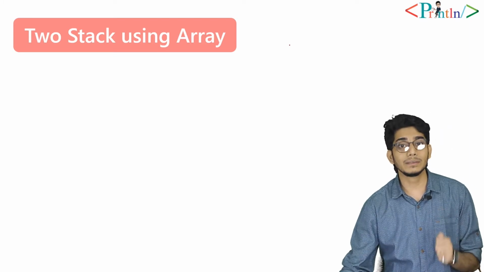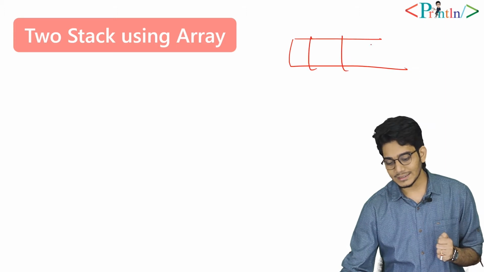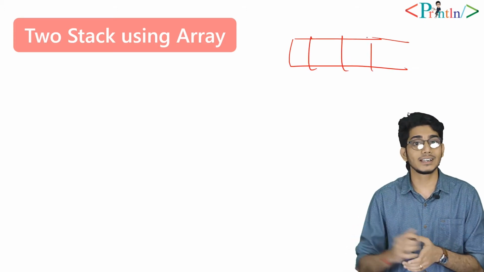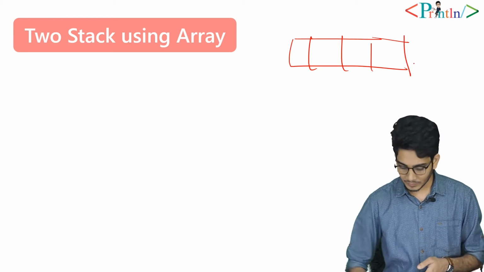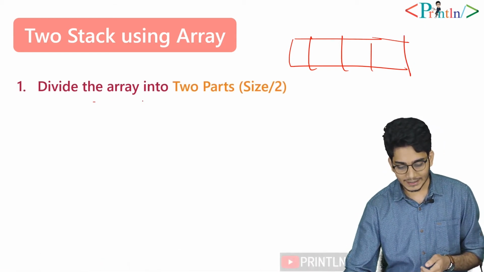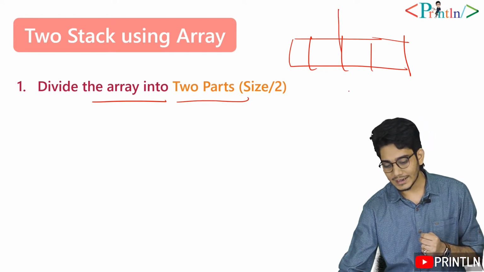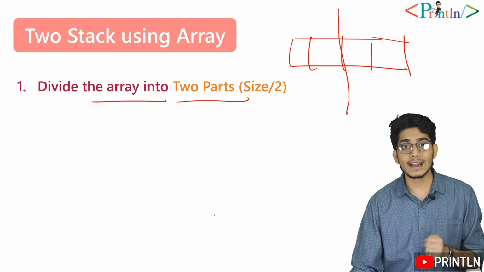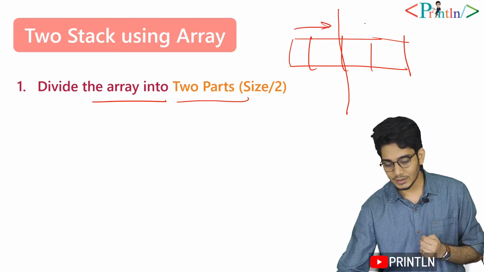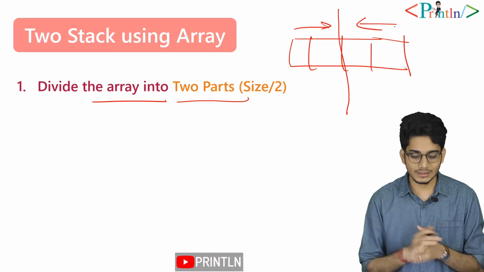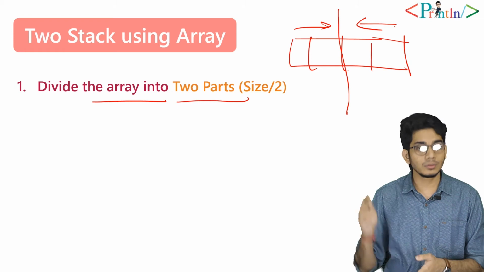Whenever we implement a stack using an array, we just take one single array and keep pushing the data in that array. In two stacks, we will divide the array into two parts. So let's say that the size of the array is 4. Then we'll divide that array into two parts, so that we have two stacks like this. At first we have to divide the array into two parts.